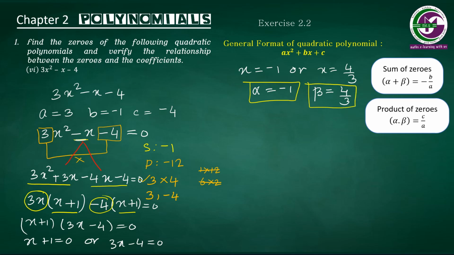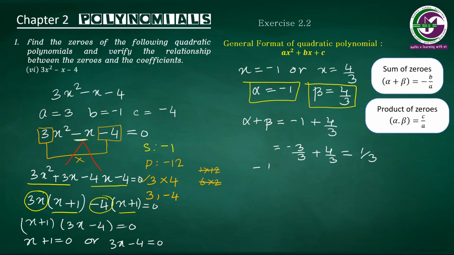First part finished. Now the second part, verification. So we need to verify alpha plus beta equals minus b by a. For that we'll find the value of alpha plus beta. Alpha plus beta is negative 1 plus 4 by 3. So the first one is not a fraction, so you can multiply 3 in the numerator and denominator. So it can be written as minus 3 upon 3 plus 4 by 3, which means 1 by 3.